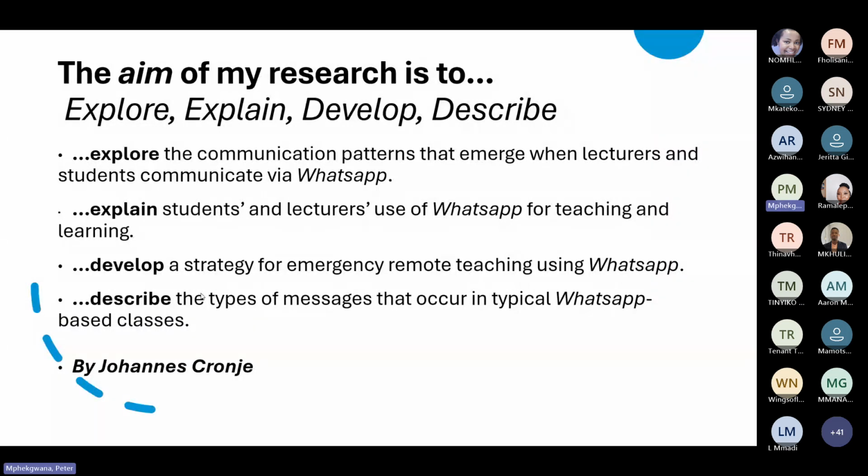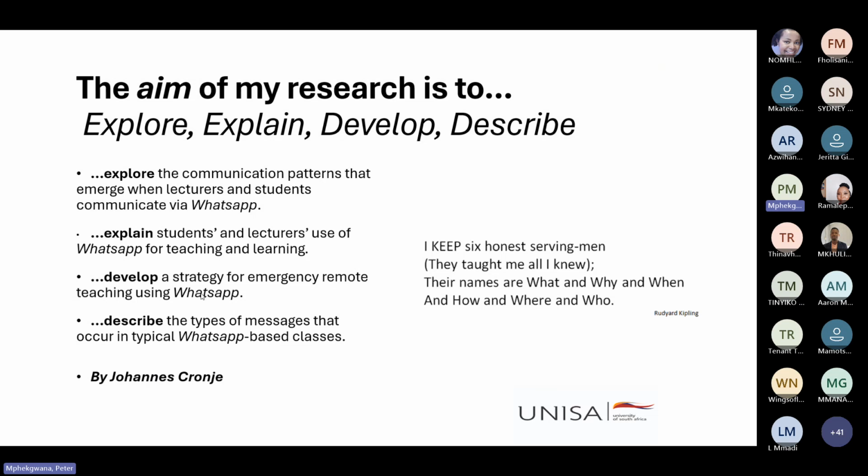So we'll explain that. I think it's our next slide. So we can see that we still have the same thing. Your research aim is either that you want to explore, explain, develop, or describe. Normally we link this with what we call the six honest serving men. Their names are what, why, when, how, where, who.